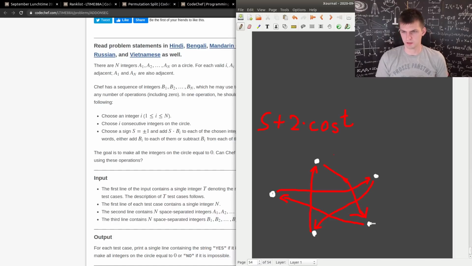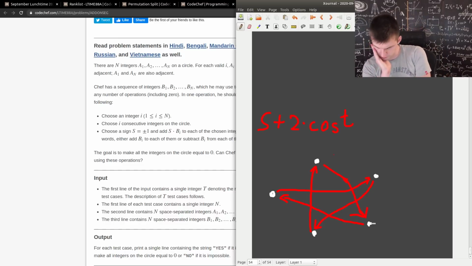What kind of flow is this? What do I want? Can I say that this cost is by how much I increase the sum of all values? So exactly this. This will be the cost of an edge.